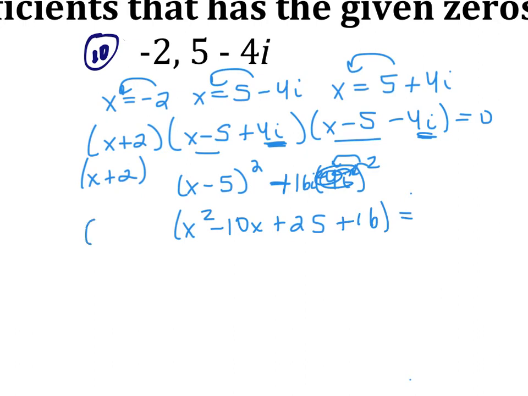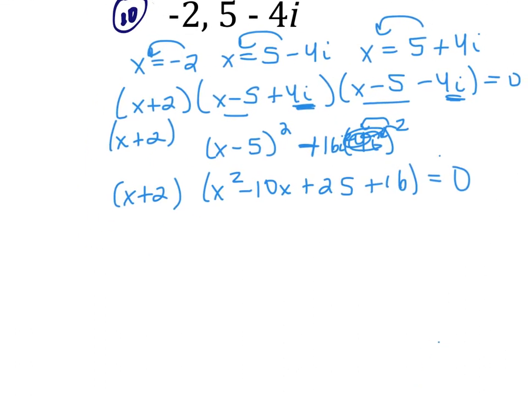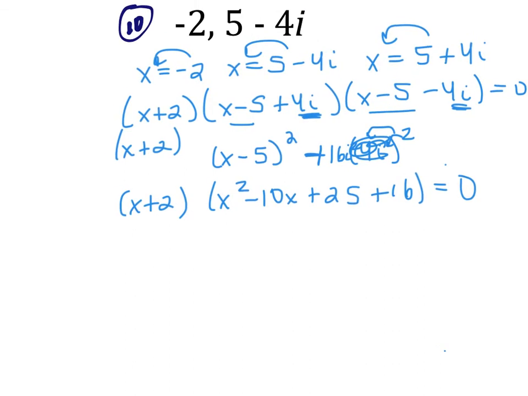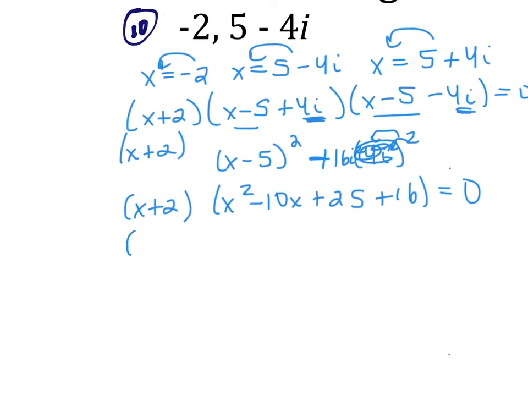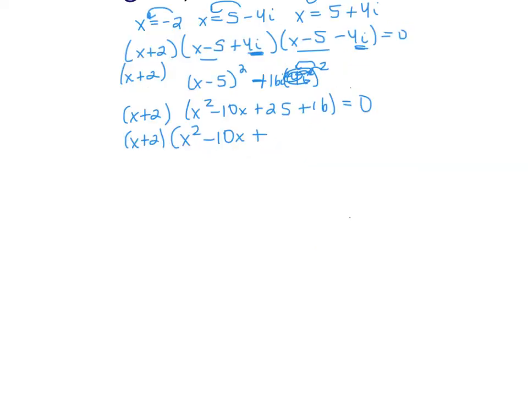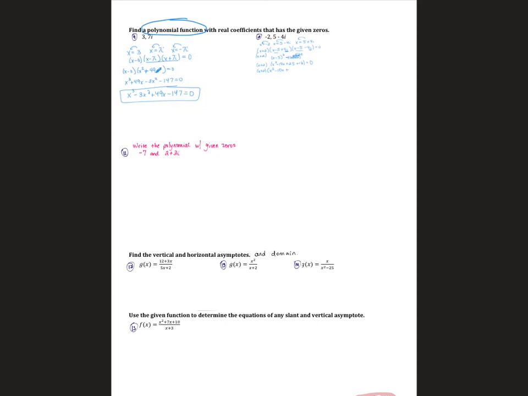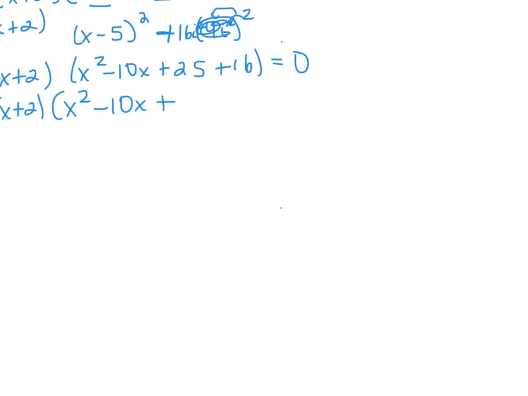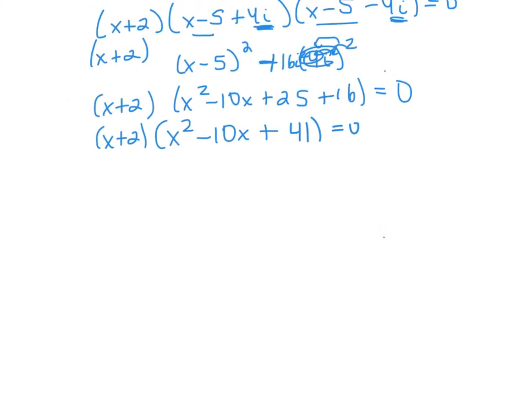And then I have my x plus 2 out here, equals 0. So I have x plus 2. Clean this up a little bit. I have x squared minus 10x plus 25 and 16, so it'd be 41, equals 0. And then we multiply again.